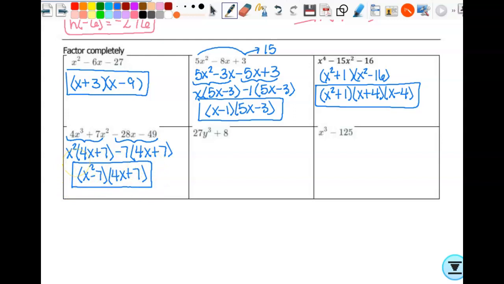That's my answer. One thing that greatly helps you with your factoring skills is knowing your multiplication facts. Just a little FYI. All right, so now this is a sum of cubes.